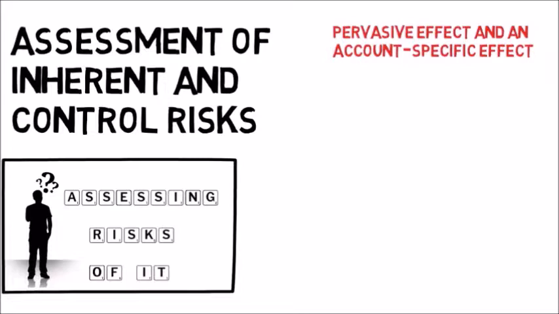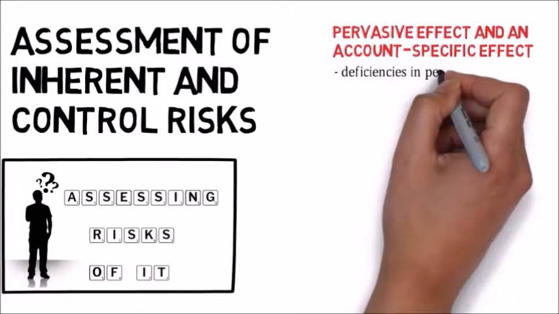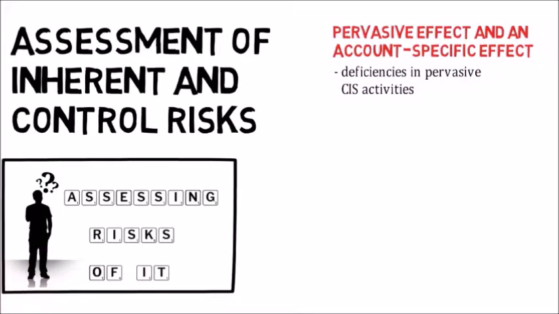First, the risks may result from deficiencies in pervasive CIS activities such as program development and maintenance, systems software support, operations, physical CIS security, and control over access to special privilege utility program. Second, the risks may increase the potential for errors or fraudulent activities in specific applications, in specific databases or master files, or in specific processing activities.